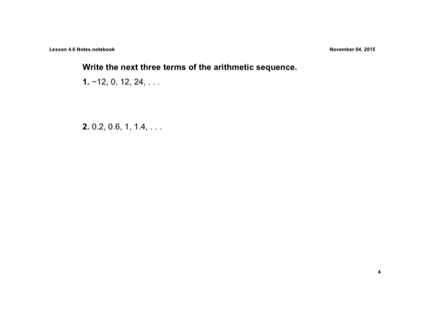Okay, so if we look at a couple of sequences here, this first one goes from negative 12 to 0. So from here to here, we added 12. From 0 to 12, we added 12 again. 12 to 24, added 12 again. So let's continue that pattern. 24 plus 12 is 36. 36 plus 12 is 48. And then if we add 12 again, we'll get all the way up to 60.